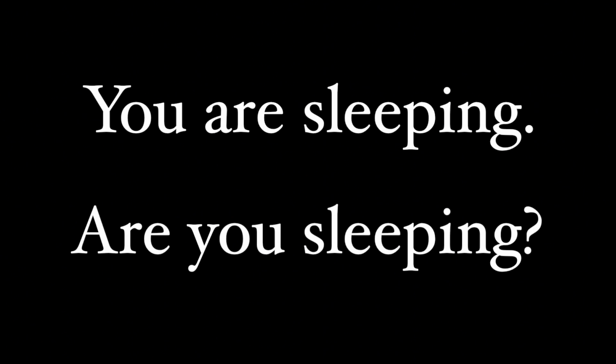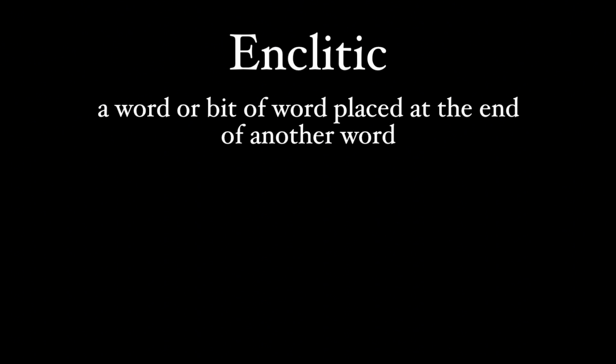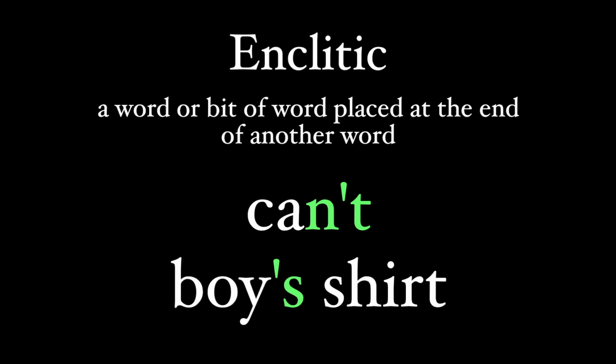So as I said before, English uses word order to make a question with a yes or no answer. But as you probably know, word order in Latin is a lot more fluid, so this wouldn't work. Instead, Latin uses an enclitic. An enclitic is a word or a bit of word that's placed at the end of another word that has some grammatical meaning. In English, an enclitic is something like the n't at the end of can't, or the apostrophe s to show possession, like in "the boy's shirt."